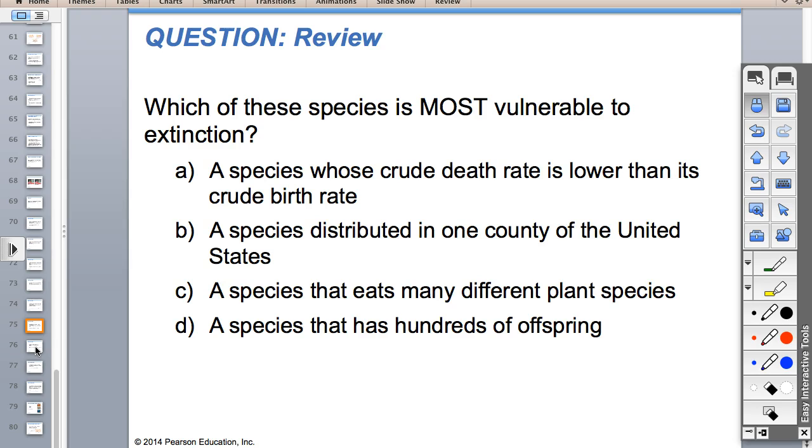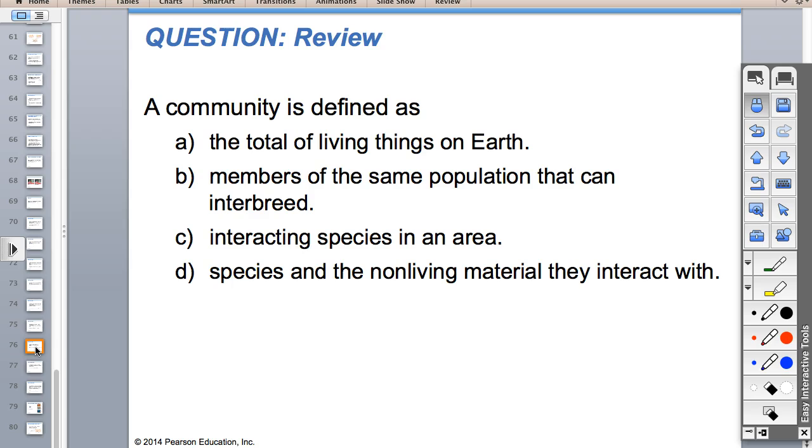All right, so B, one county of the United States, right? That's salamander, though. Okay, so last one. A community is defined as what?